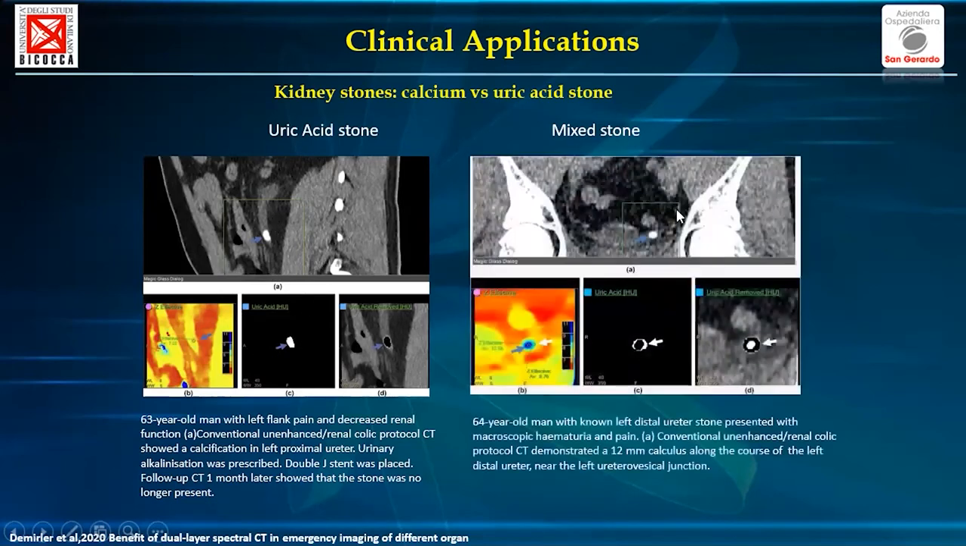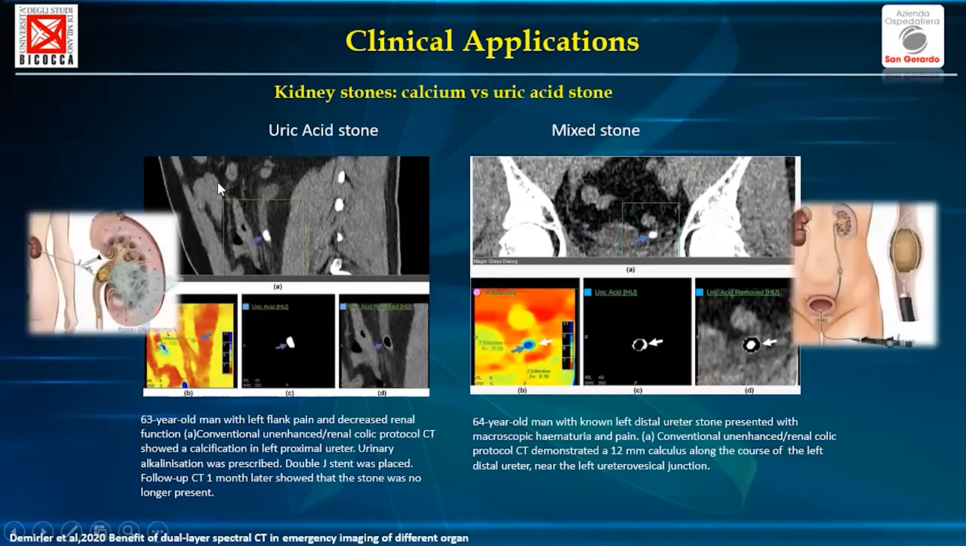In the opposite way, we have another stone in the distal tract of the left ureter. In this case, we have only a few components of uric acid and an important core of calcium. What does this mean from a clinical point of view? In the first case, we can treat the lesion only through the alkalinization of urine and with ultrasound lithotripsy. In the other case, we need a surgical approach.